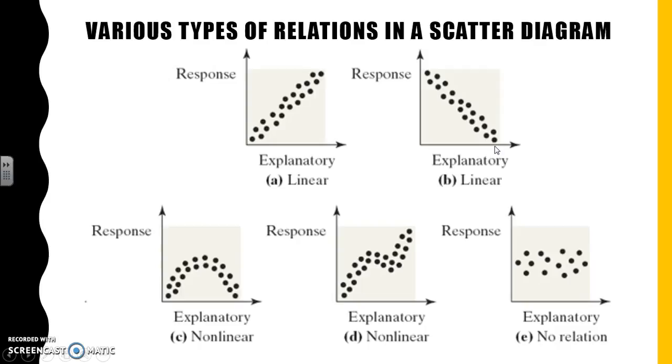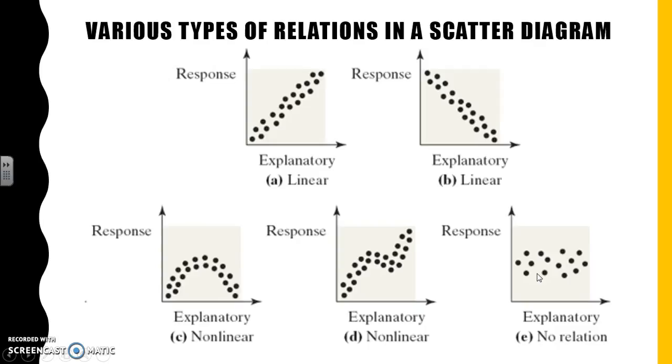We're talking about linear relation and we're talking about the relationship. The positive one is where we have a positive slope and a negative one is where we have a negative slope. As the explanatory variable increases, the response variable also increases when we have a positive linear relation. And as the explanatory variable increases, the response variable decreases where we have a negative linear relation.